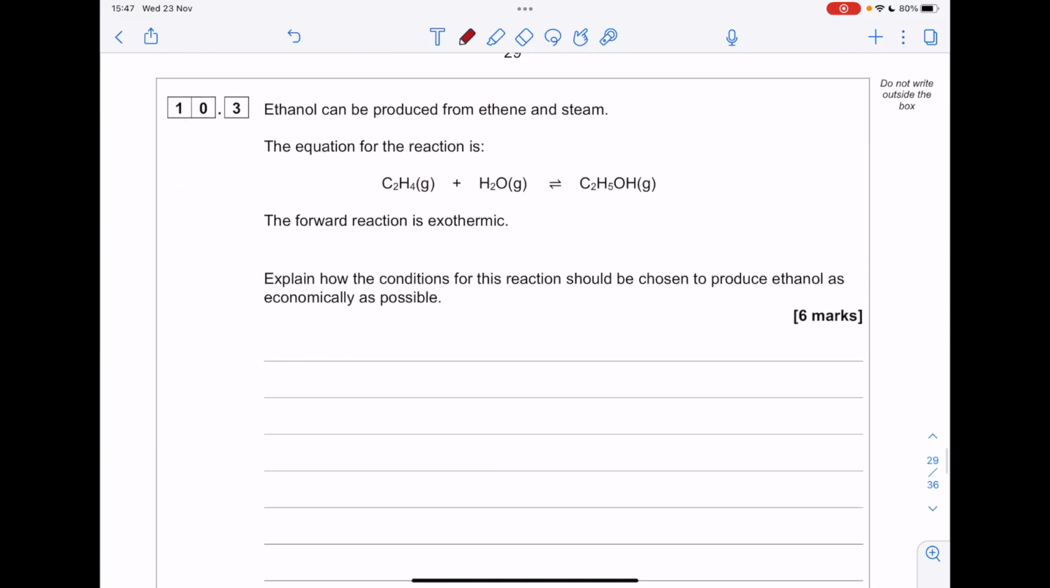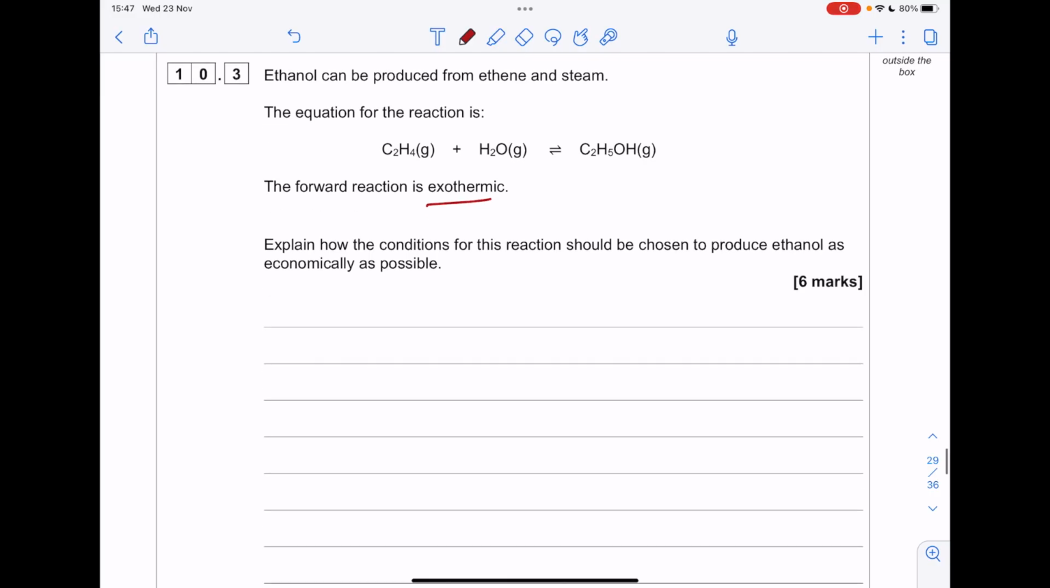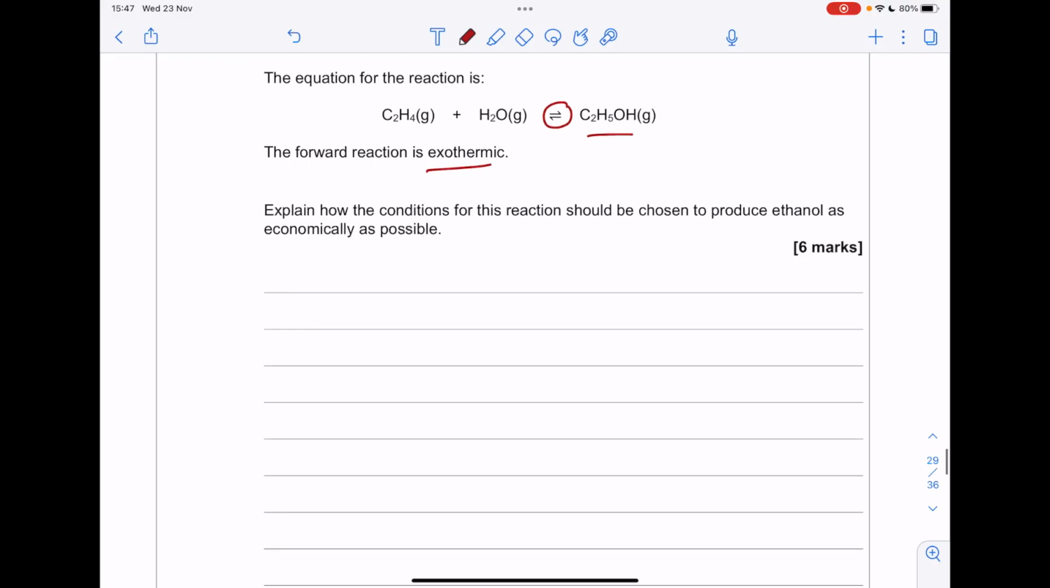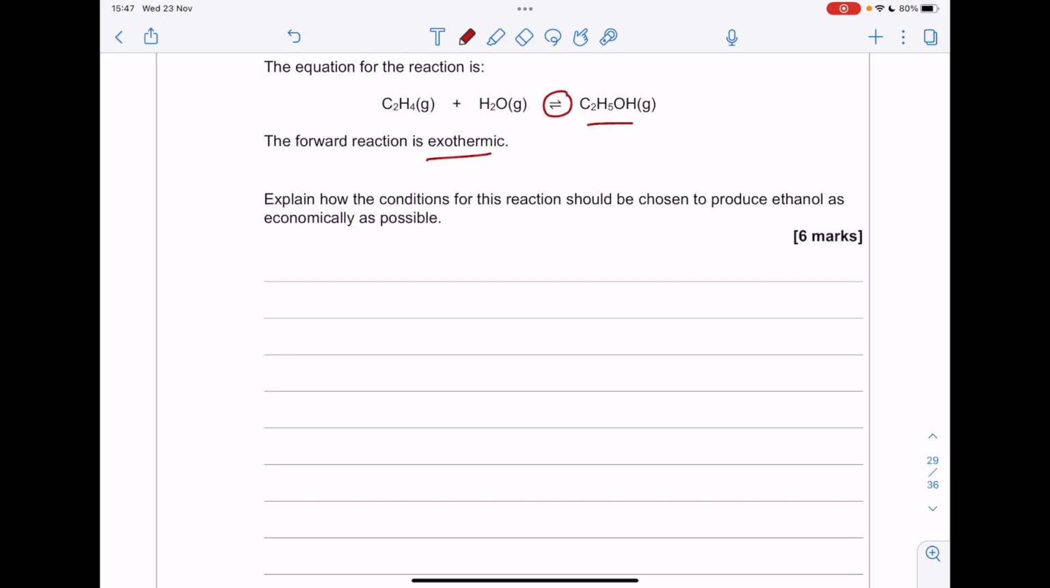Ethanol can be produced from ethene and steam. The equation for the reaction is this, it's exothermic. Explain how the conditions for this reaction should be chosen to produce ethanol as economically as possible. This question is all about equilibria because we have a reversible arrow there. So if the forward reaction is exothermic, that means we need to lower the temperature. Why? Because it shifts the position of equilibrium to the right, increasing the yield of ethanol.